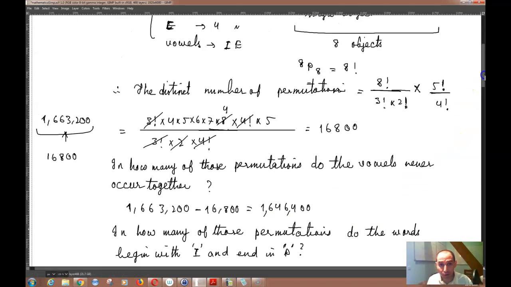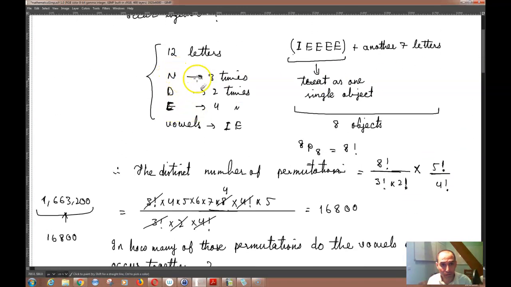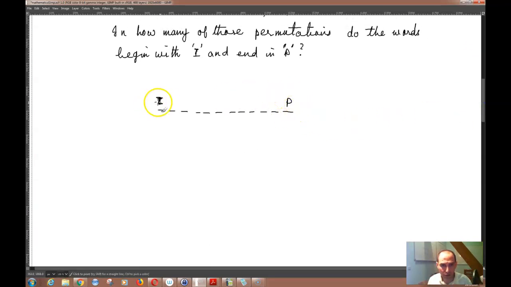Now we need to check what happens here. So I does not repeat itself, right? And P does not repeat itself either. So you could just treat those two letters as two simple distinct objects which do not repeat themselves. So I have 12 letters in total. Since the word is supposed to start with an I and end with a P, I can fix this I over here, and this P over here.